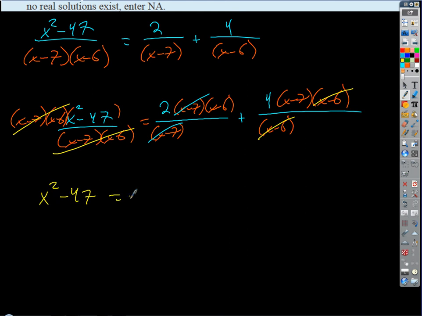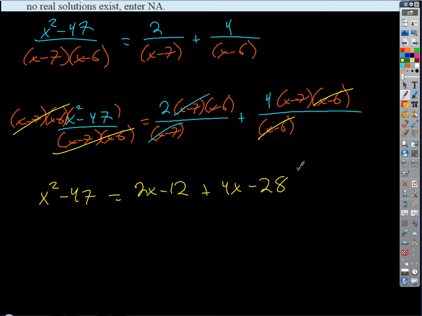Here if I distribute the 2 through, I get 2x minus 12, and then here I'm going to get, what, 4x minus 28 if I distribute. So I've got a new equation, but look at the advantage. The ratios are gone, right? Now this is just a simple quadratic equation that we've got to solve, and we've done about a billion of those, right? How do we solve a quadratic equation? No, without plugging it into a graphing calculator.